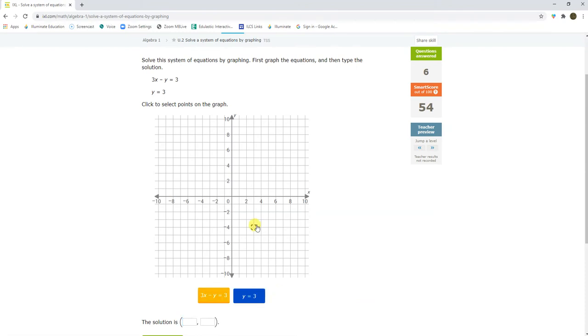This is a horizontal line at y equals 3. I know how to graph that one. This guy right here, I'm going to actually do some work for.